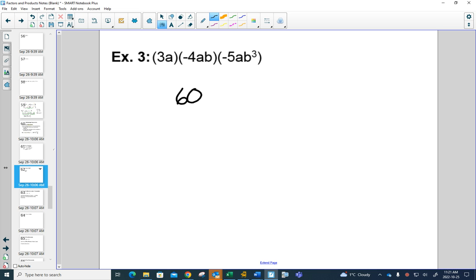Yeah. And then is it positive or negative? Positive. How many a's do we have in the end? 3. So it'll be a cubed. How many b's? b to the 4. Nice.